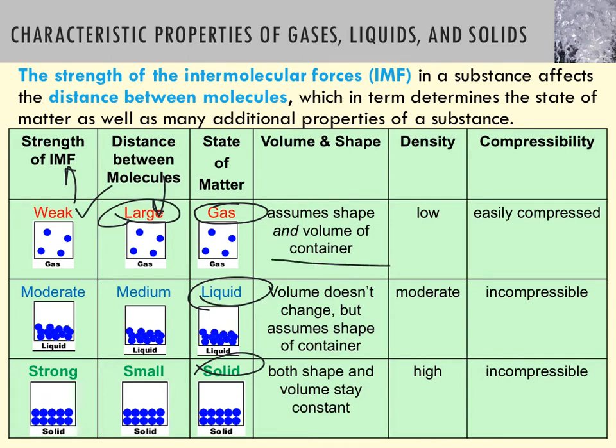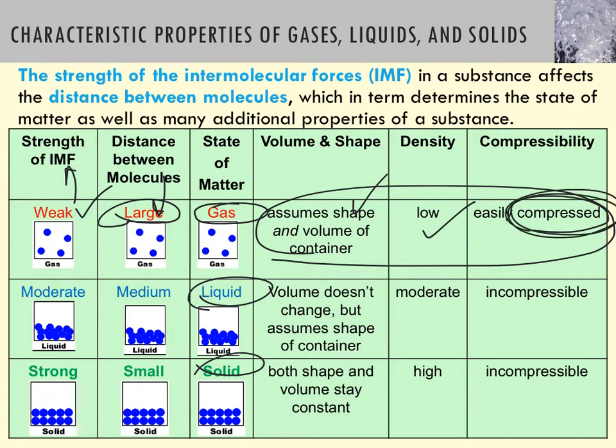You've probably learned the properties off to the right in high school, maybe even middle school, but it's good to review them. A gas assumes the shape and volume of the container, has very low density, and the thing that's very unique about a gas, which is important to remember, is that it's the only state of matter that can be compressed or squished down into a smaller volume.